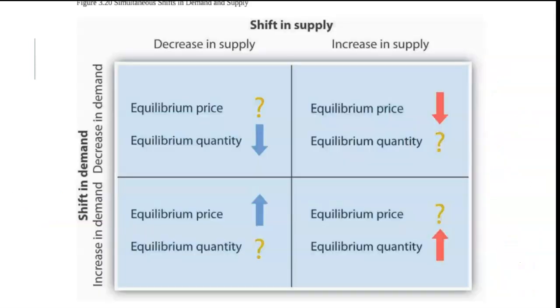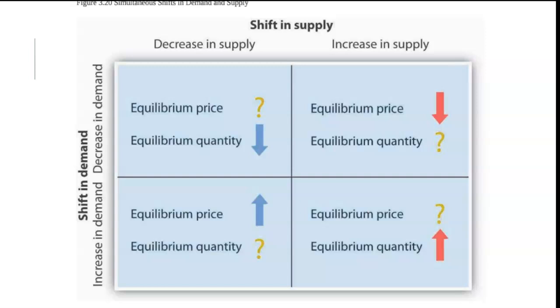We can also have scenarios where both curves are shifting at the same time. We can have an increase in supply and an increase in demand, or an increase in demand and a decrease in supply. Both curves might move at the same time. When both curves are shifting at the same time, some of our results or predictions might be ambiguous if we don't know the size of the shift.